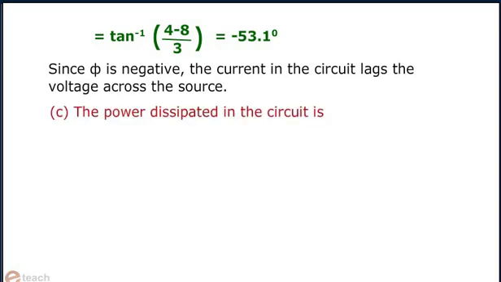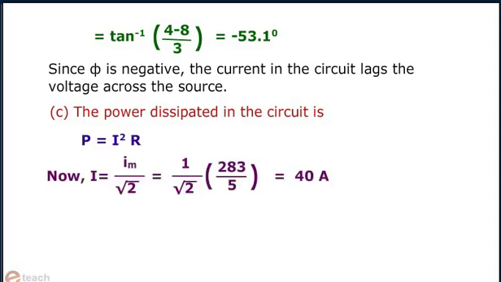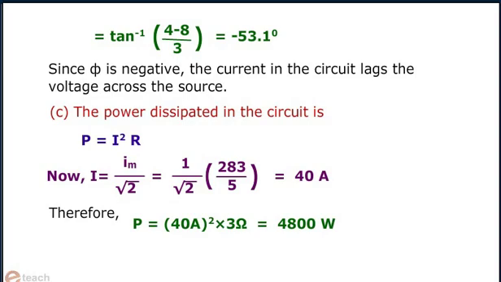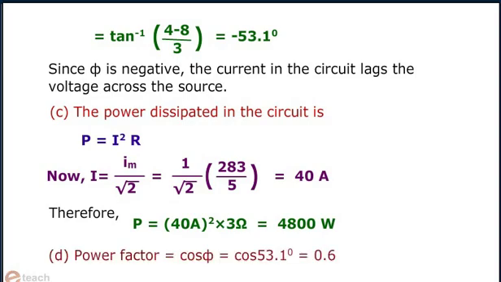C. The power dissipated in the circuit is I square R. Now I equals Im by root 2, which comes out as 40 amperes. Therefore, power loss equals 4800 watts. D. Power factor cos phi is cos 53.1 degrees, which is equal to 0.6.